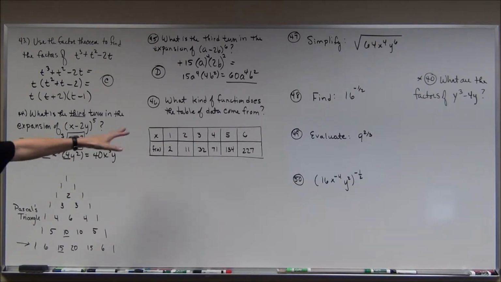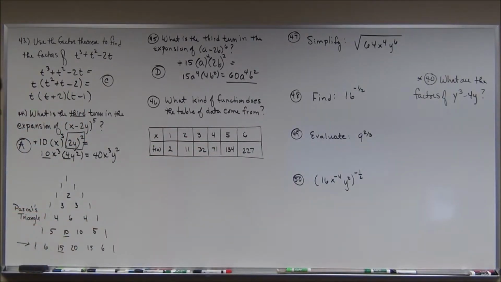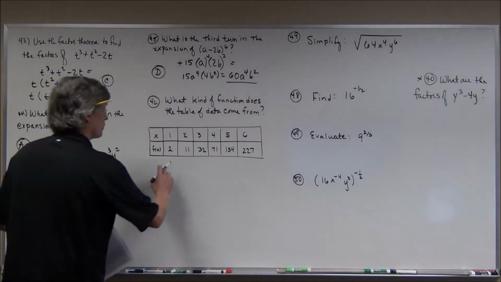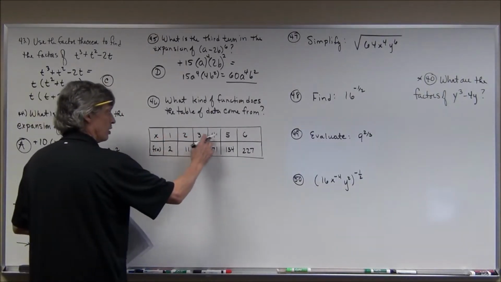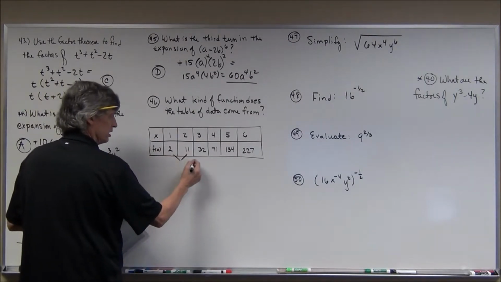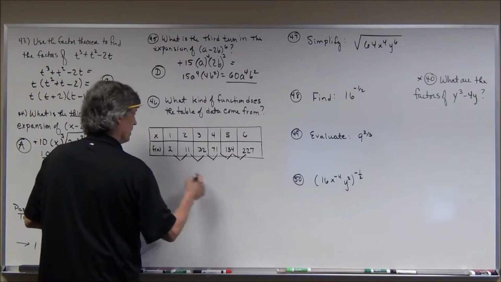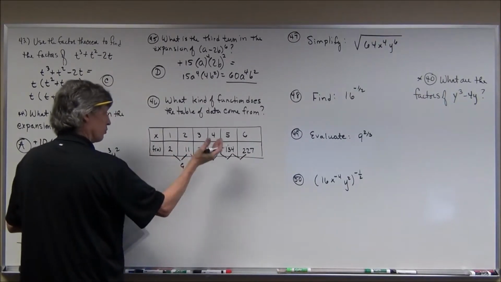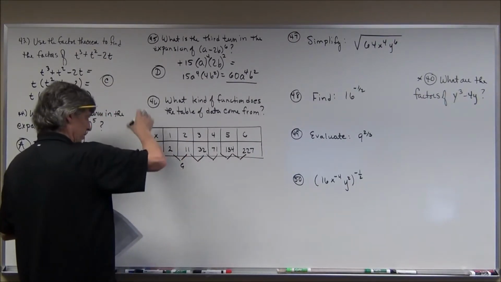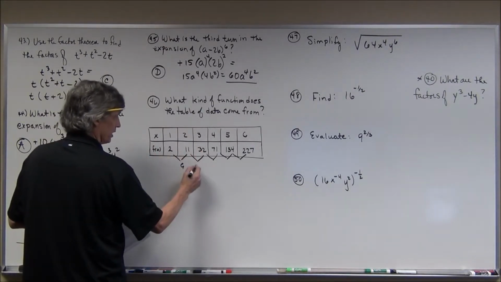All right. Now, what kind of function does this table of data come from? The best way to do this is to look at the differences with the y values. Now notice the x values are all in order. You take the differences of consecutive terms like this. 11 minus 2 is 9. Always right minus left if it's written this way. If it's written up and down, then it's bottom minus top. But right minus left, 21.